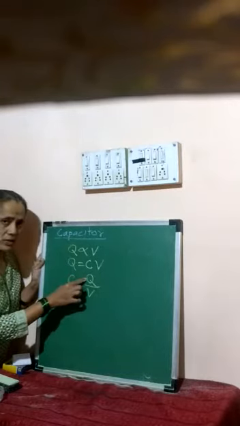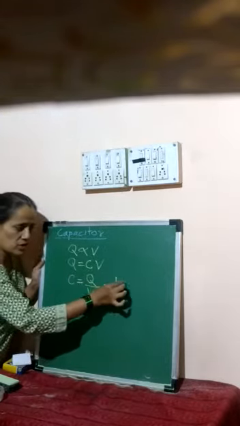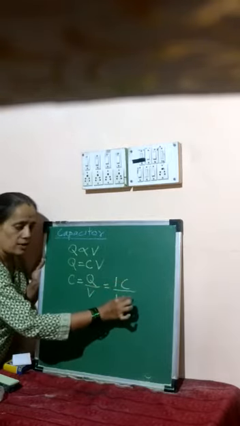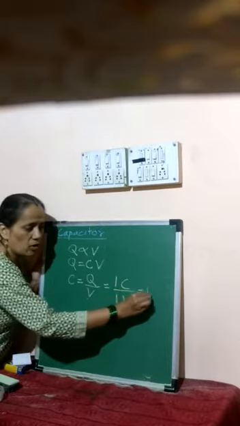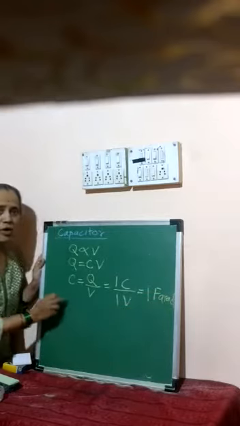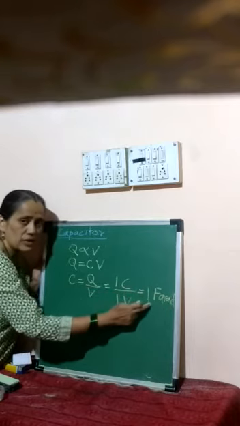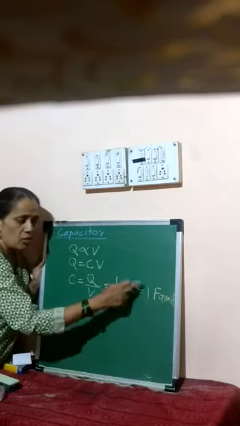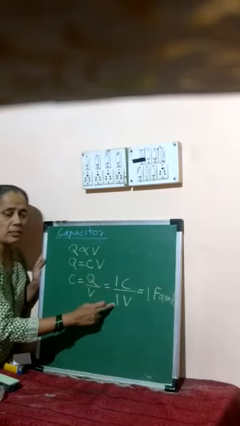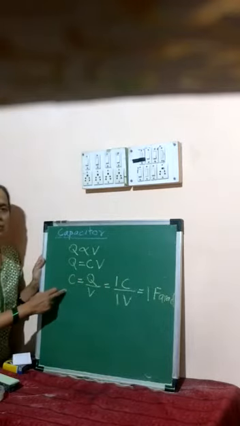Now the charge unit is coulomb, and the potential unit is volt. If I deposit 1 coulomb of charge so that the developed electric potential is 1 volt, the corresponding capacitance is called 1 farad. So farad is one of the units of capacitance. How can you define that? The capacity of a conductor is said to be 1 farad if a deposition of 1 coulomb of charge raises the potential of that conductor by 1 volt.